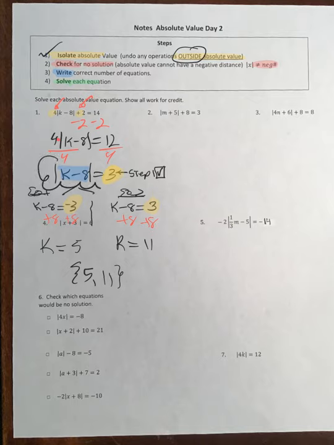So we're going to be looking for this critical step. This is called a critical step, and we need to make sure that you have officially done step 1. And then from step 1, if it doesn't have a negative distance, then you have to write your 2 equations and then solve them. Okay, let's look at the next one.